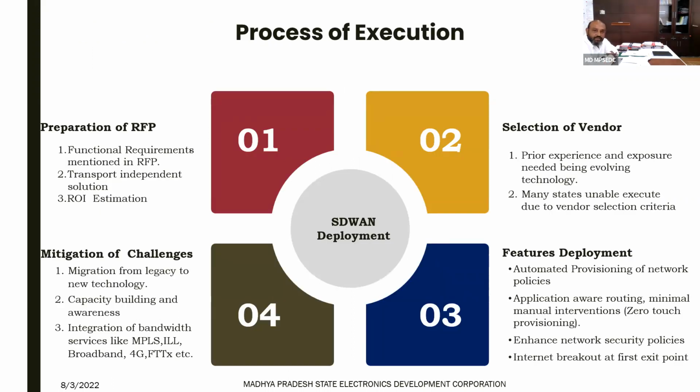This is how we have executed. We prepared the RFP, and this was the first time we prepared it with all the functional requirements. We haven't given any kind of technical specifications of the device. Basically, we focused on the type of functionality we are looking for in the entire end-to-end solution, like the quality of services, the security, or the routing in terms of the efficient application of web routing. We have mentioned all those functional requirements in our RFP, and that is how we prepared it.